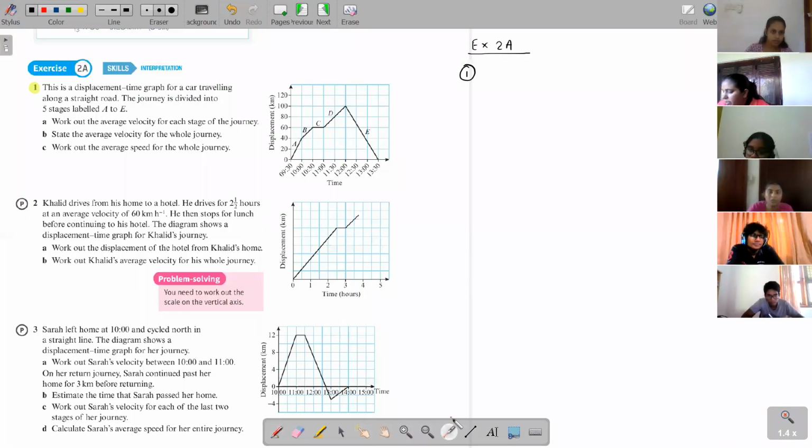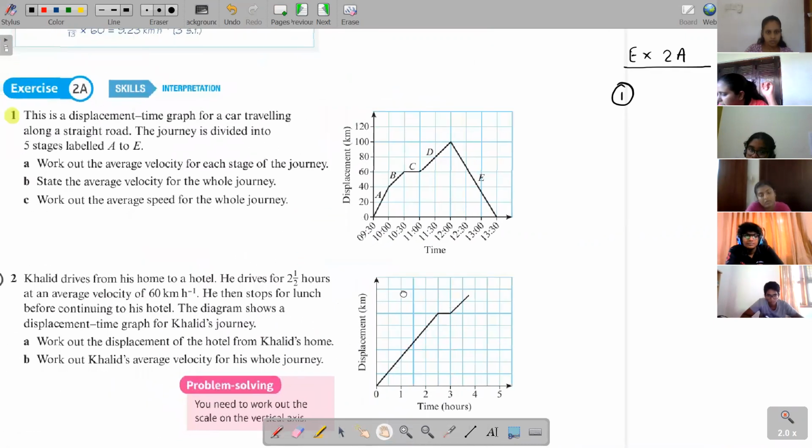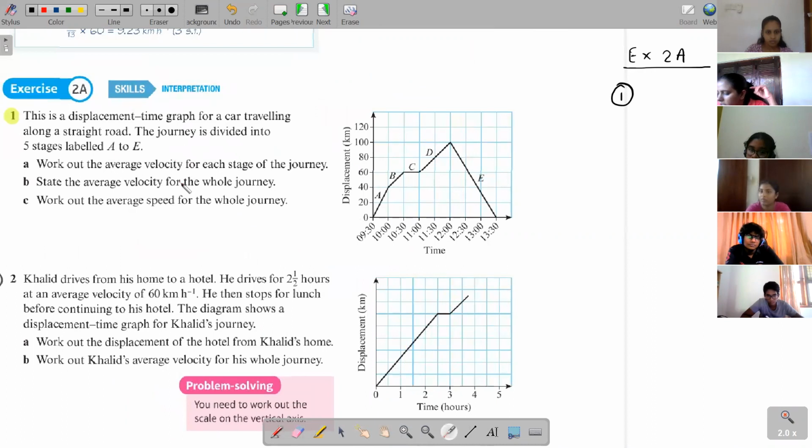Okay, so let's read the question. This is a displacement time graph for a car traveling along a straight road. The journey is divided into 5 stages labeled A to E. I think you can see the 5 stages, right? The stage A, the stage B. So you can, I think, clearly see what is the difference in each and every stage, right? So I'm making it a little bit larger for you all to look. They're asking you to work out the average velocity for each stage of the journey.